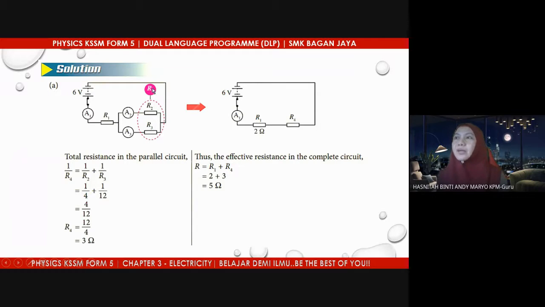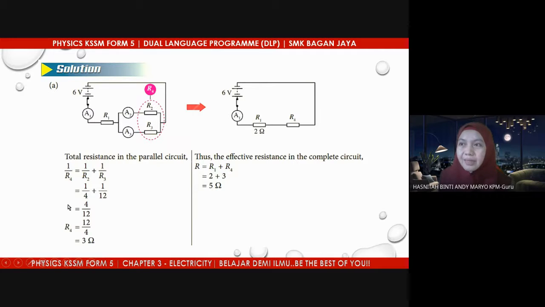Okay, so this R4, how to find the value? So since they are parallel, this is how to find the total resistance here. So 1 over R4. Now they are both represented by R4. Okay, 1 over R4 equal to 1 over R2 plus 1 over R3. So this is the value for R2, given 4, and this is for R3, which is 12 ohm. So you add them mathematically. So 4 over 12. Okay.